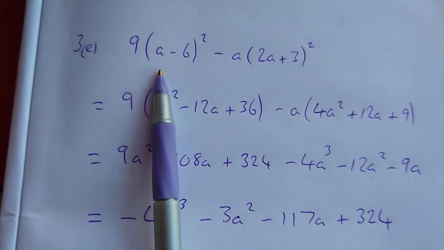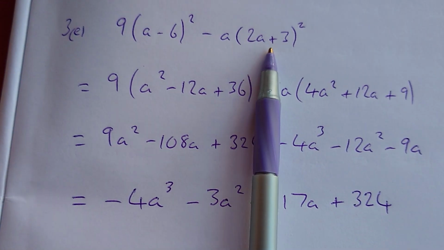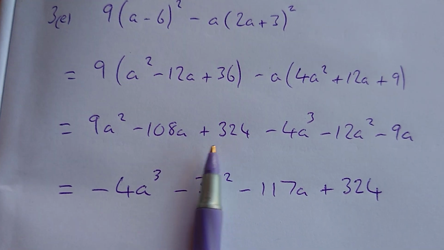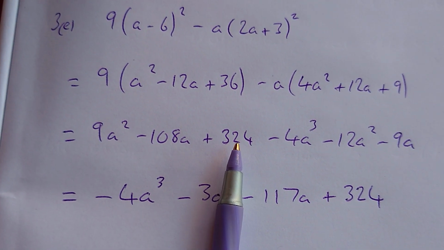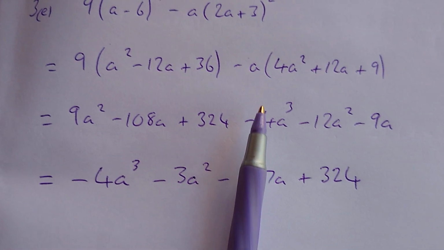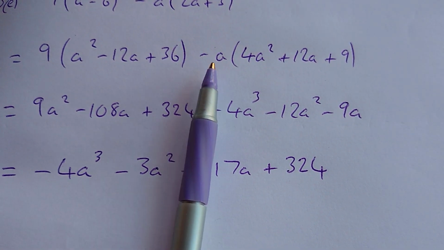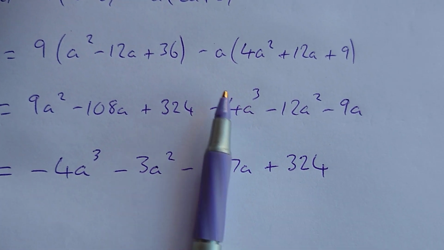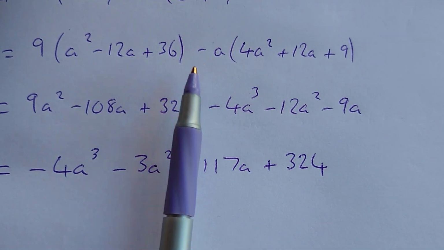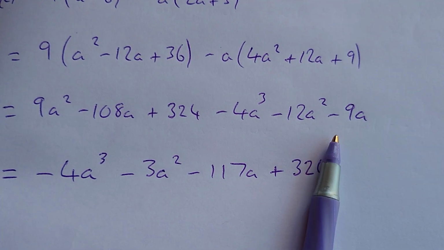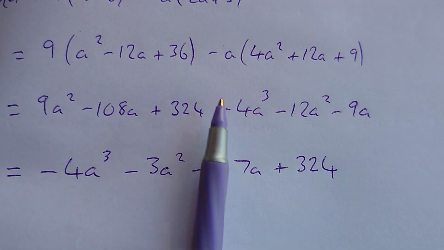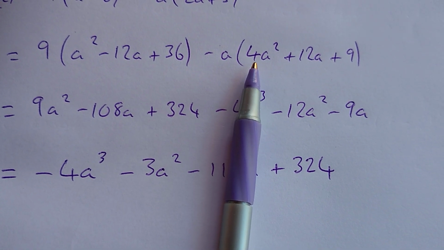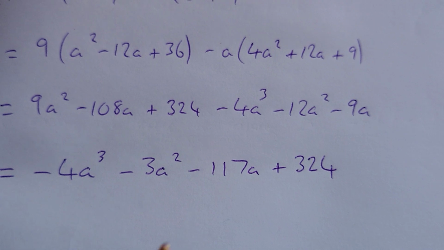Okay, so square this bracket, multiply this bracket through by 9. So just be careful with 9 multiplied by 36. And then multiply minus a by the second bracket. So minus a times 4a squared, minus a times 12a, minus a times plus 9. Okay, potential for an error there. Quite a common mistake. Minus a multiplied by the first term, then minus a multiplied by the second and third term.